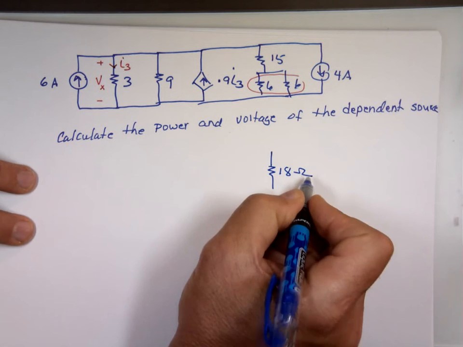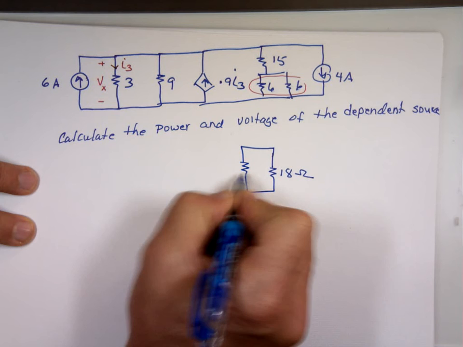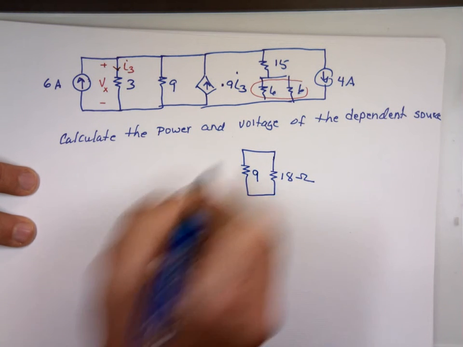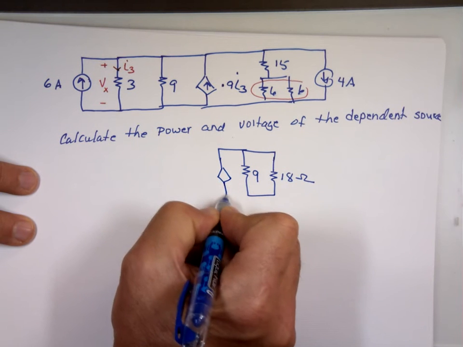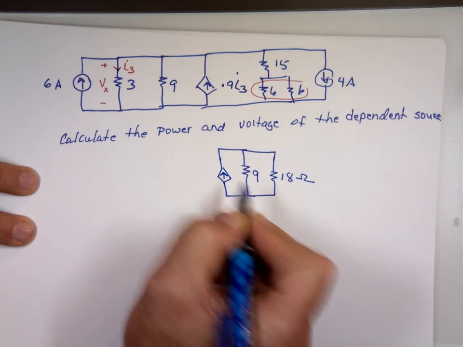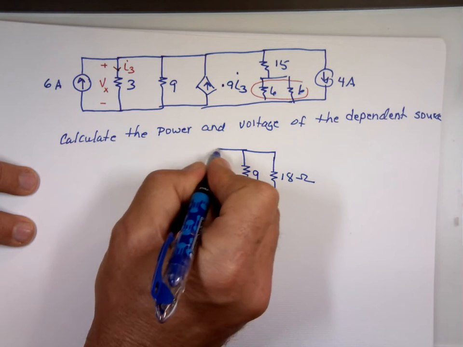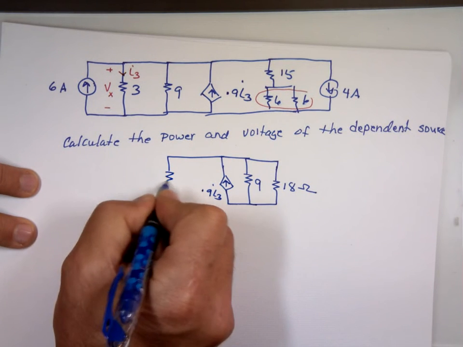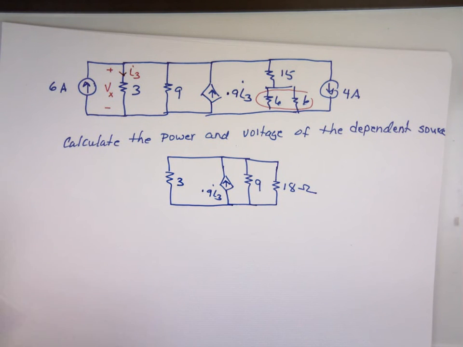As I said before, it doesn't matter where you move these pieces. I'm going to put the 9 next to it. I'm going to put the dependent source here for now. 0.9 I sub 3, right? This is I sub 3.